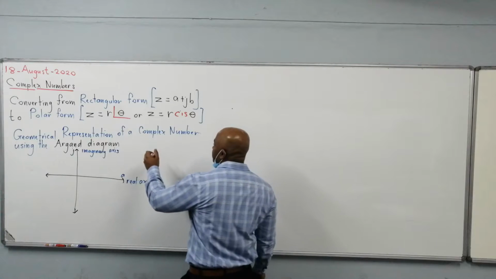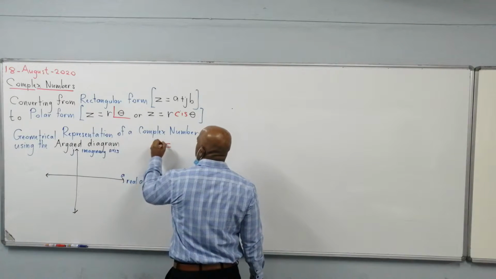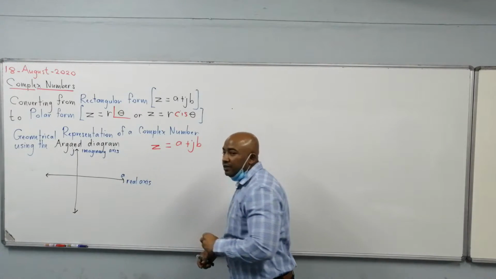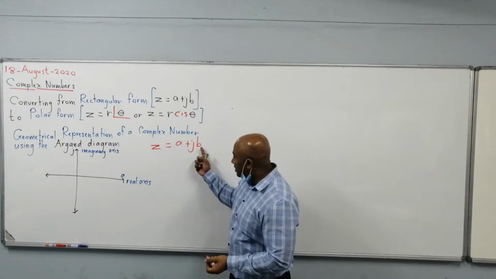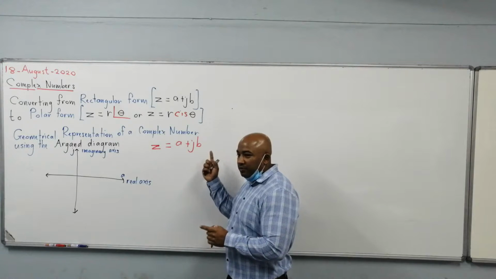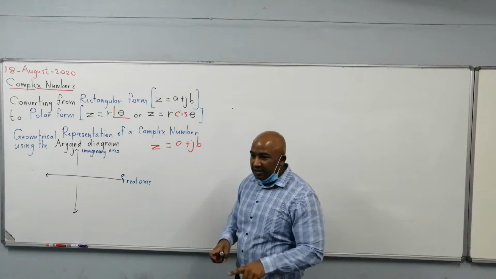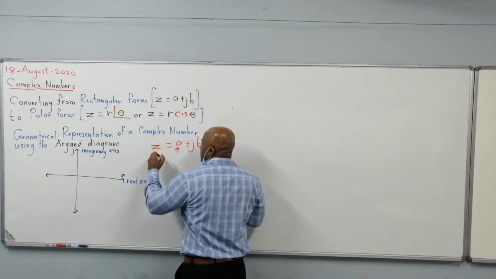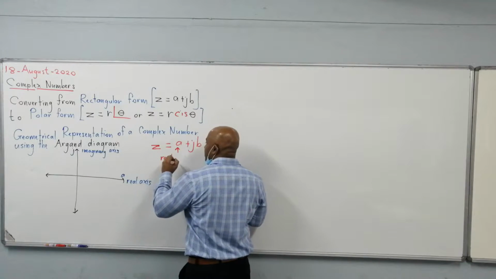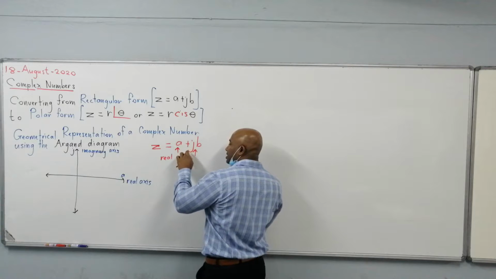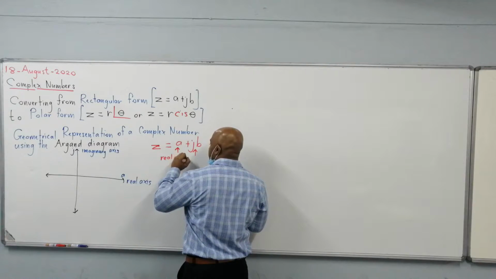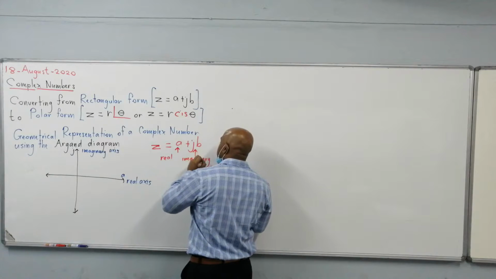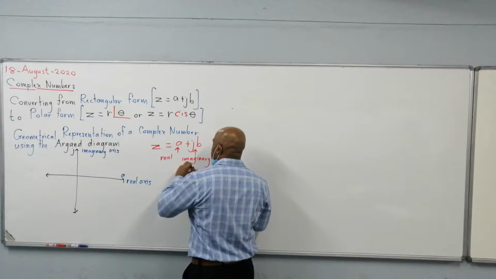So if I have z is equal to a plus j times b, it doesn't make a difference whether it's j times b or b times j, it's multiplication. Now we know that this here is the real part, and the part with j is called the imaginary part, or you can say the unreal part.